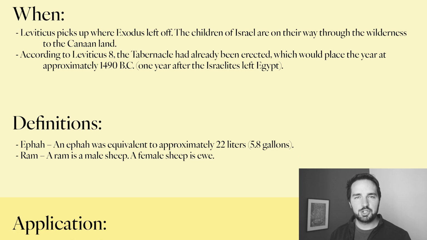Moving on into our definitions section, the first word that we have is the ephah. We're going to read about it. It's a standard of measurement. The ephah was equivalent to approximately 22 liters or 5.8 gallons. And then a ram. If you grew up around livestock, you're already going to know this, but for us city slickers like me that didn't, a ram is the name for a male sheep. A female sheep is known as a ewe.